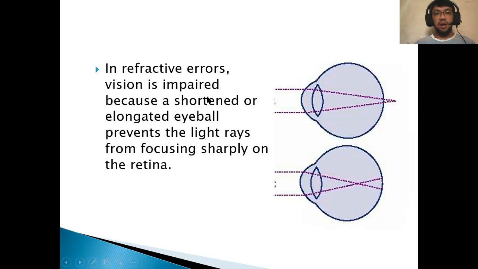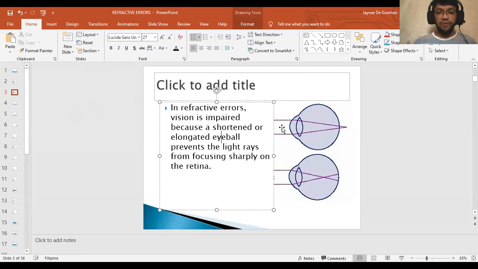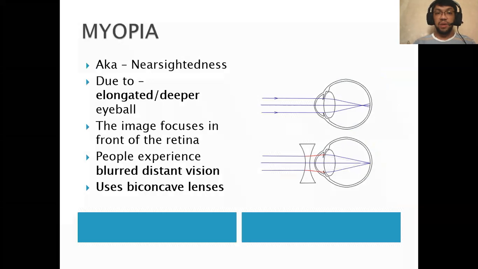Next, we have this one. In refractive errors, vision is impaired because a shortened or elongated eyeball prevents the light rays from focusing sharply on the retina. So there is an irregularity on the patient's eyeball, making it hard for the patient to focus depending on the eyeball irregularity that the patient has.